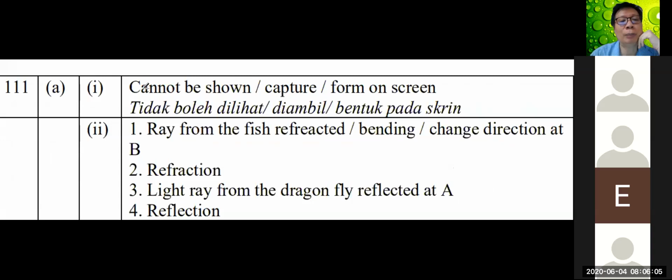Okay, first, virtual means it cannot be shown on a screen. Jot down the answer: cannot be shown on the screen.